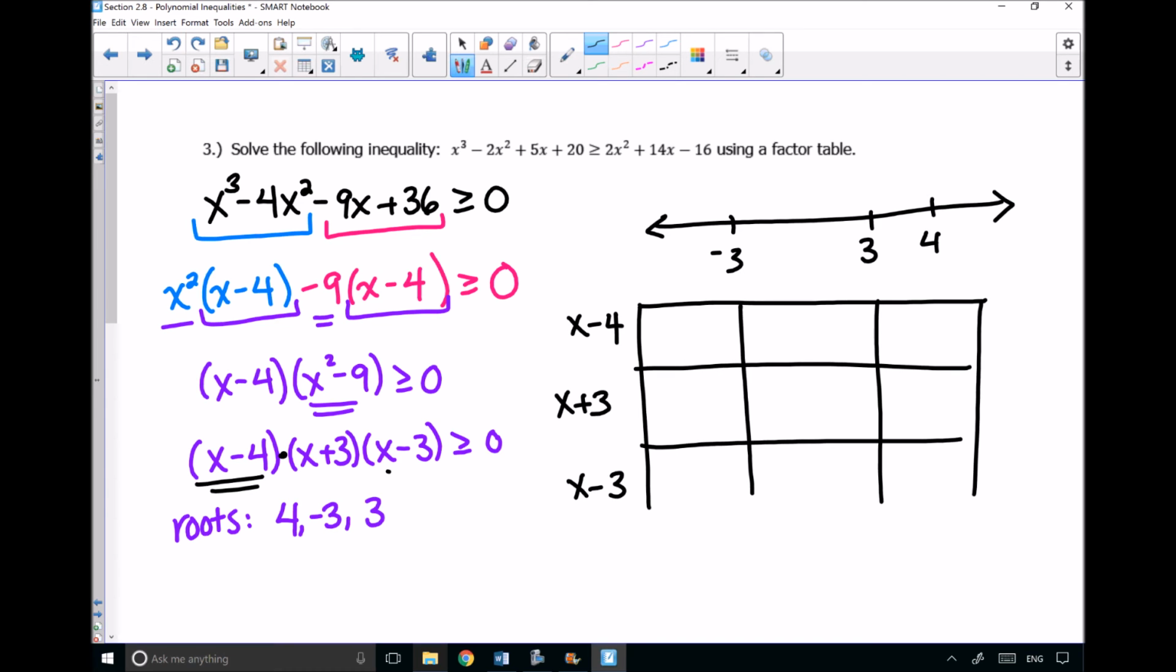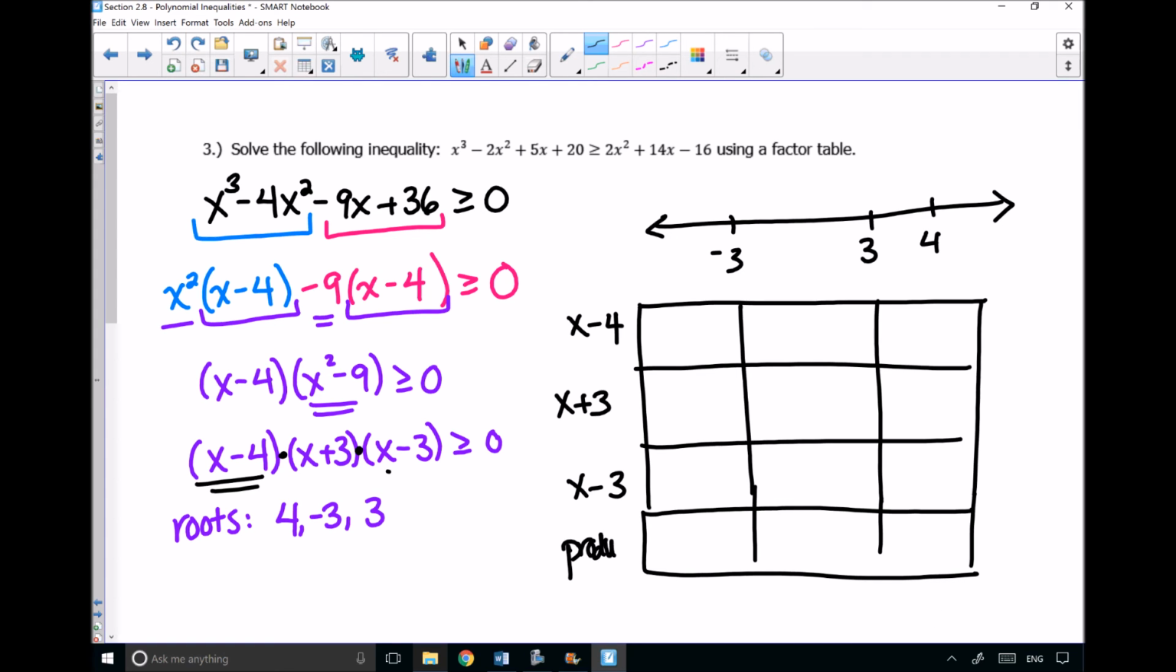But the operation that I'm doing with all of these is multiplication. So I'm going to put one last section in my factor table right here. That last section is the product. I want to know what happens when I multiply these guys together. Okay, so here I'm going to test a value that's less than negative 3, right?